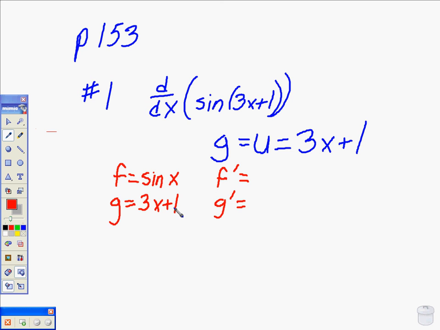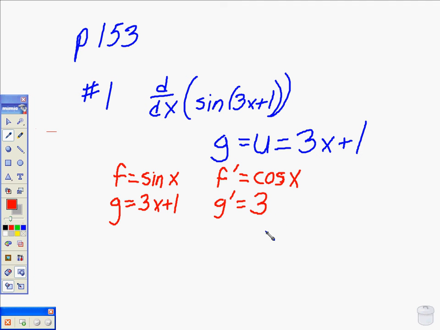Well, these are ones that we have nice, easy rules for, and so we can find f prime and g prime. Our rule says that the derivative of sine of x is cosine of x. And our rule says that the derivative of 3x plus 1 is 3 times the derivative of x, which is 1, plus the derivative of 1 is 0, so I'm not even going to bother writing it.